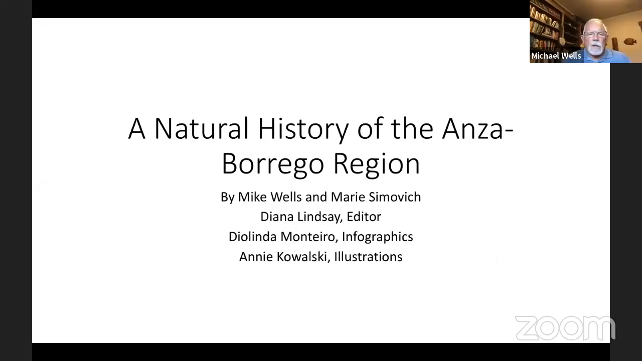So the book is titled The Natural History of the Anza Borrego Region. And the book is an overall review of the Anza Borrego, both through its history and also through its geography, geology, climate, and biology.